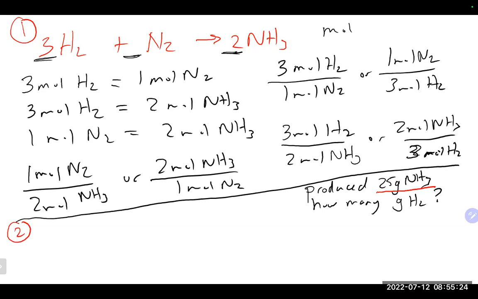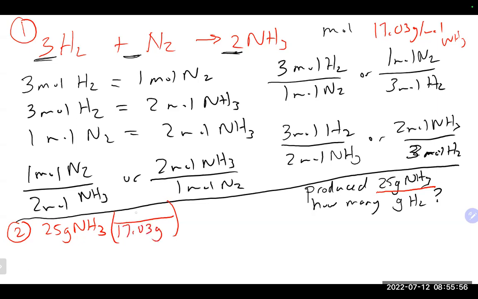For NH3, we need the molar mass to do that. From the periodic table, nitrogen is 14.01, and there are 3 hydrogens at 1.008. That gives us 17.03 as the molar mass of NH3. So for step 2, we take our 25 grams of NH3 and use the molar mass from the periodic table. We want grams on the bottom so they cancel: 17.03 grams per mole of NH3. At this point the answer would be something like 1.468 moles of NH3. That is a very basic second step that you do a lot: converting grams to moles.